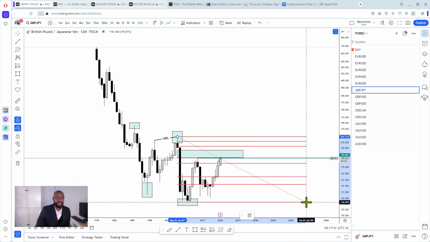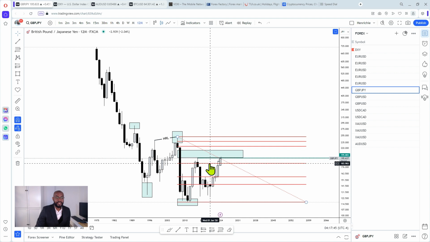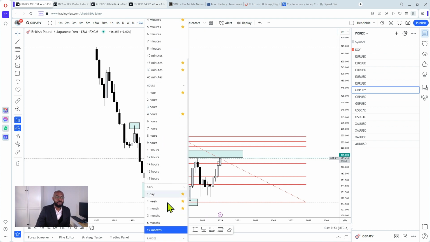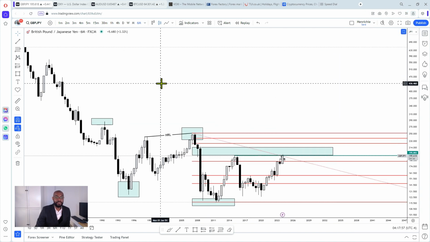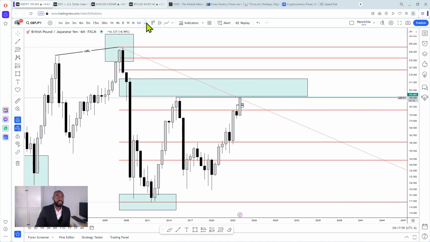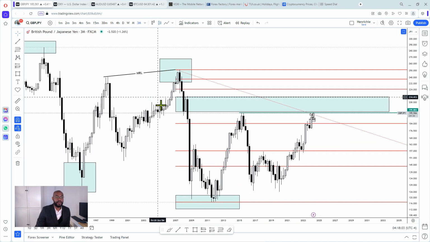If we use our Fibonacci from the low to the high, you can see very clearly this line right here is our equilibrium. And you can see already we're at an extreme premium. So potentially, I'm not going to be looking for any buys anymore on British pound, Japanese yen, and that doesn't mean that it wouldn't continue going to the upside. Price can potentially decide to continue going to the upside.